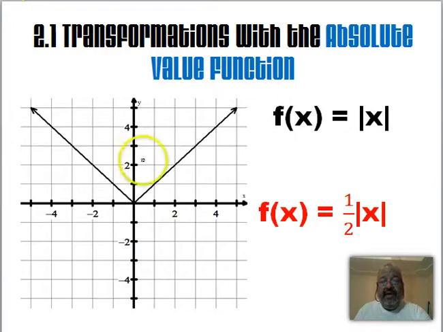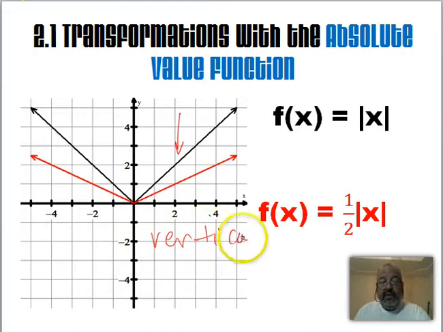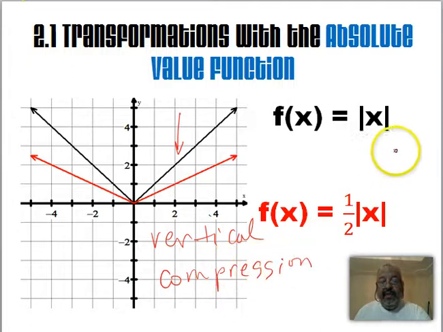Well, here's absolute value. What if this time you have a number outside multiplying, but the number is between 0 and 1? It's less than 1 and bigger than 0. Well, if the other one gave it a vertical stretch, I think this one's going to compress it. It's going to push it down. So this is called a vertical compression, by a factor of 1/2.